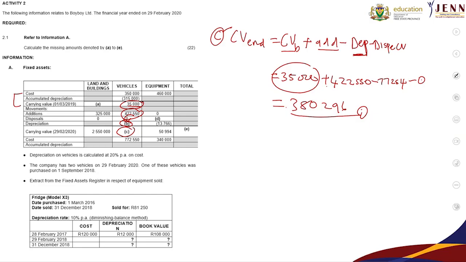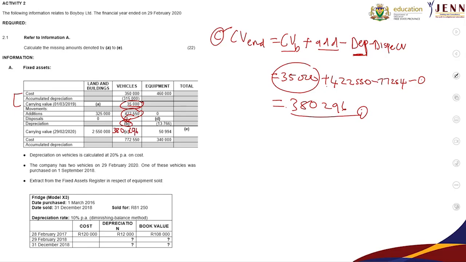Now let's change this one and put in our carrying value. How much is our carrying value? We just said our carrying value at the end. Here is our carrying value at the end. It is 380,296. Right. Let us move along.